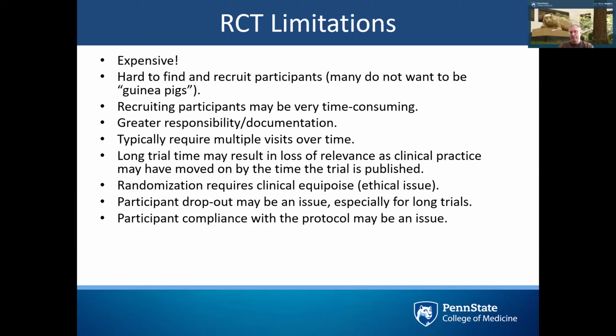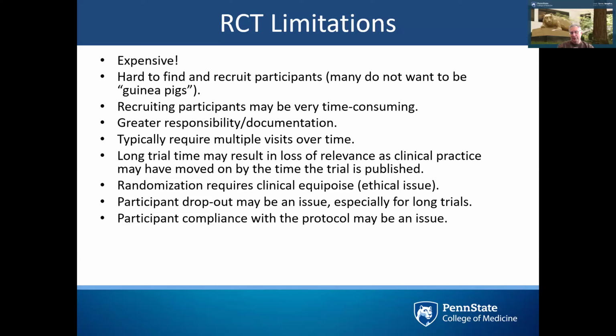Recruiting participants may take a very long time. There's much greater responsibility in documentation. So if anybody in this group has had an NIH grant, there's a lot of documents and recording adverse events and a lot of responsibility of your sponsor with randomized clinical trials. They typically require multiple visits over time.